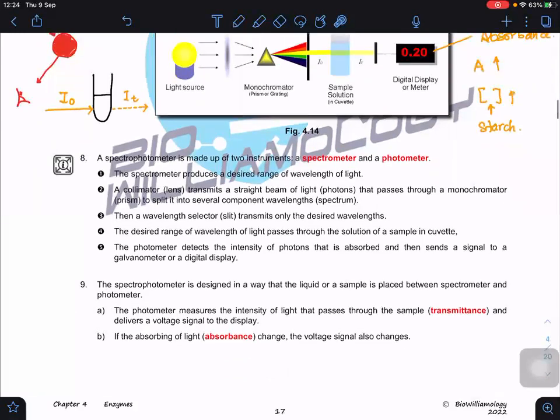So the spectrophotometer is designed in a way that the liquid sample is placed between the spectrometer and the photometer, and the photometer measures the intensity of the light that passes through the sample. We call it transmittance, and it delivers a voltage signal to the display. If the absorbance changes, the voltage signal also will change.